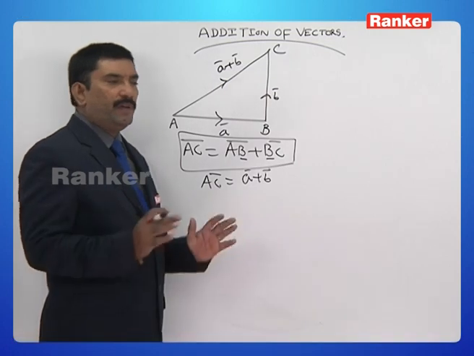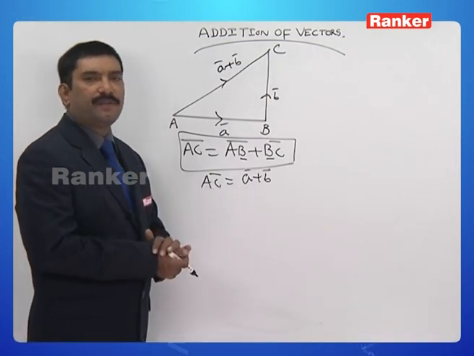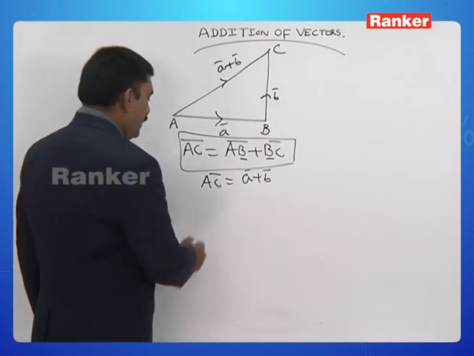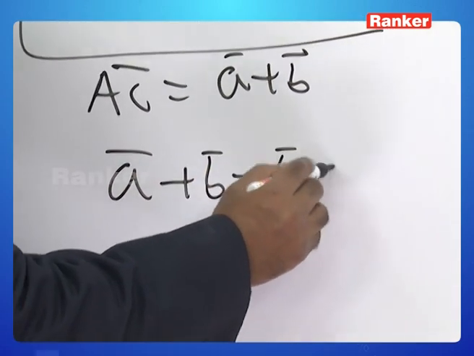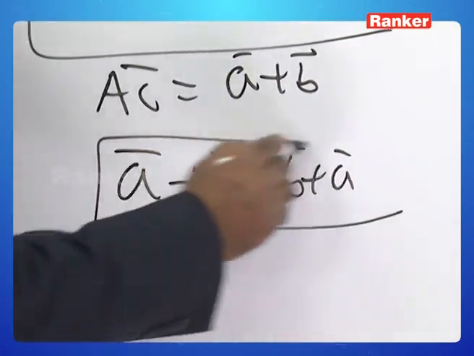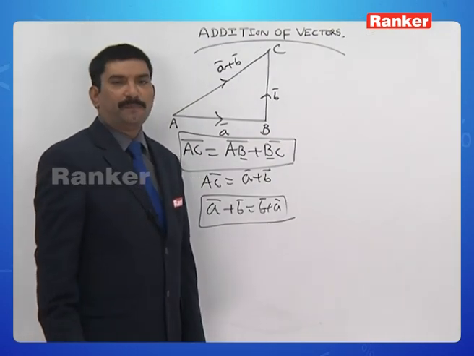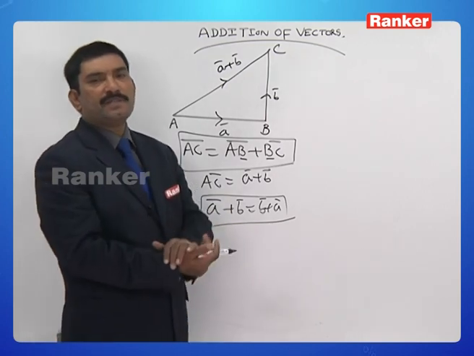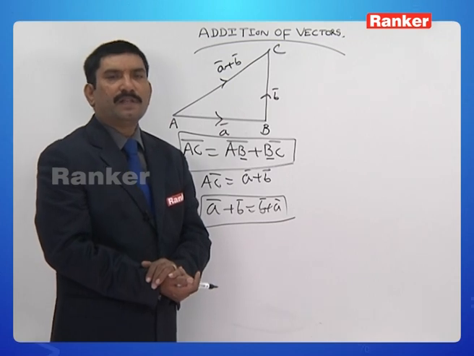So therefore, we discussed earlier that addition of vectors satisfies the commutative law. That is, A bar plus B bar is equal to B bar plus A bar, which is nothing but the parallelogram law of addition. Similarly, we can also move on to the fact that vector addition satisfies the associative law.